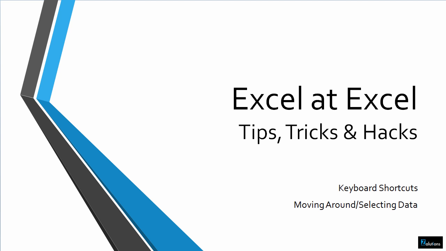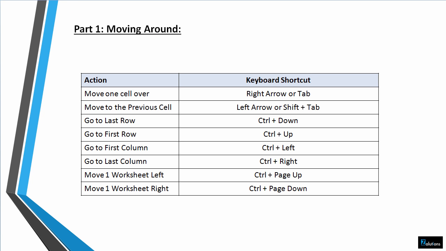In this video, we will cover keyboard shortcuts, Lecture 3, Moving Around and Selecting Data. In Part 1, we will cover shortcuts that allow you to move around the workbook quicker. To move one cell over at a time, you can use the right or left arrows.